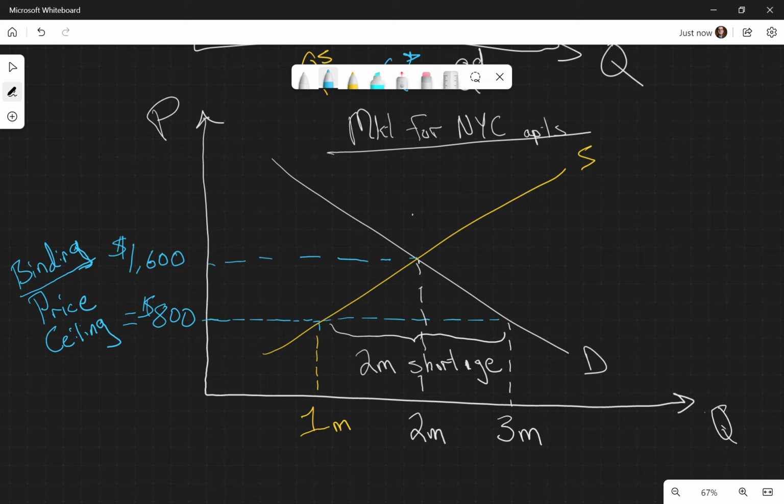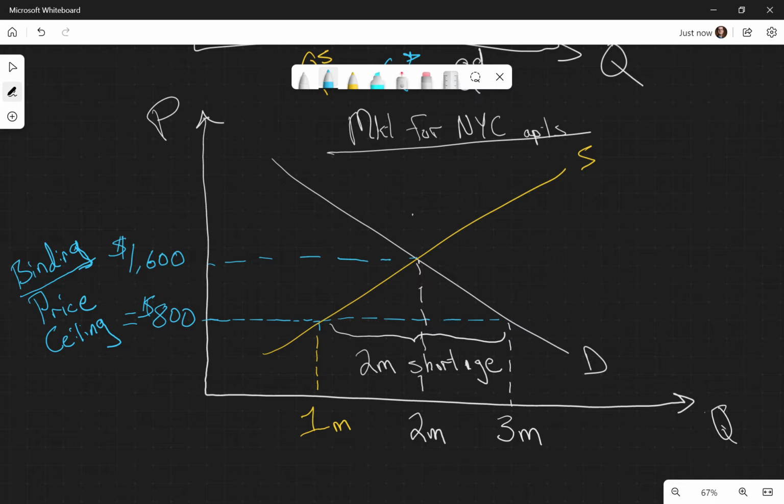So the consequences of a binding price ceiling are twofold. Number one, 1 million people are able to get affordable apartments at $800, right? It's pretty good. However, if prices were allowed to rise, there would be 2 million apartments. There would be 2 million people getting apartments in New York City. So because of the rent control, yes, the apartments are cheaper for those who can get them, but there's 1 million less apartments available as a consequence of this policy. Does that make sense?